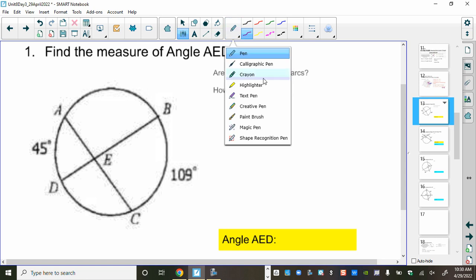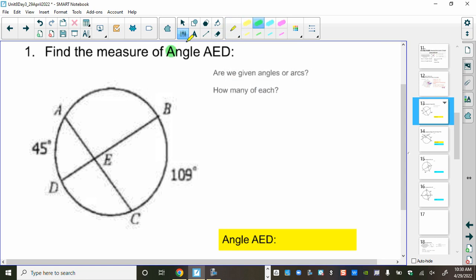All right, so let's look at this. Angle AED. Well, where is angle AED? Where do we start? What letter? Where do we start for this problem? Okay, that's the arc, but we're looking for the angle. So, where's our starting point? A. E, D. But where do I go to get to E? Down, right? Down. Okay. And left. So that's our angle we're trying to find.